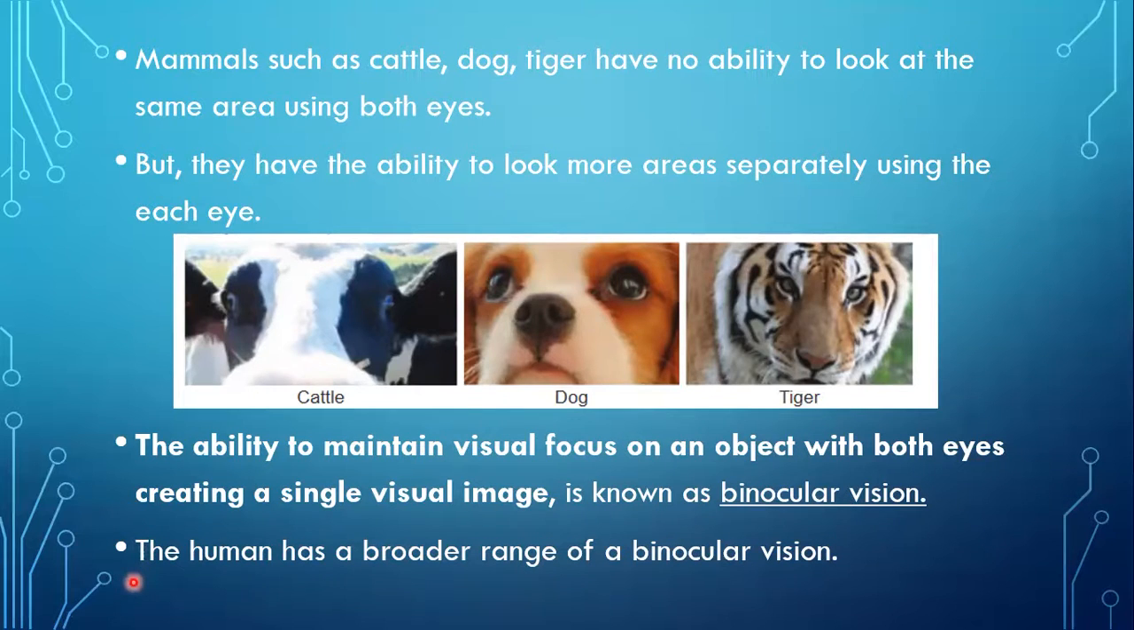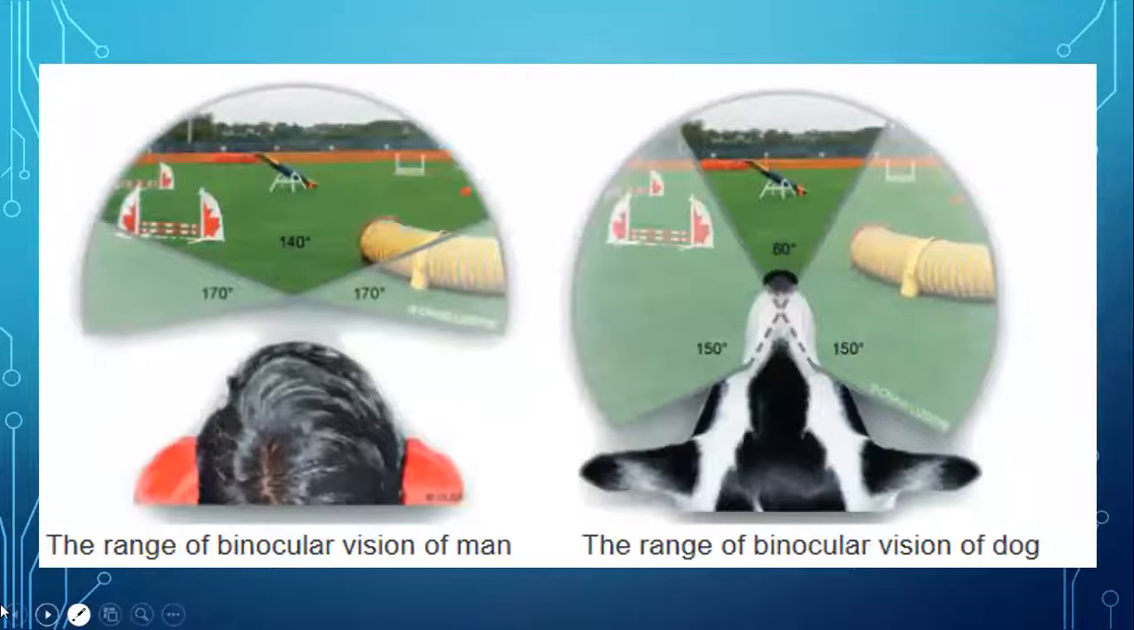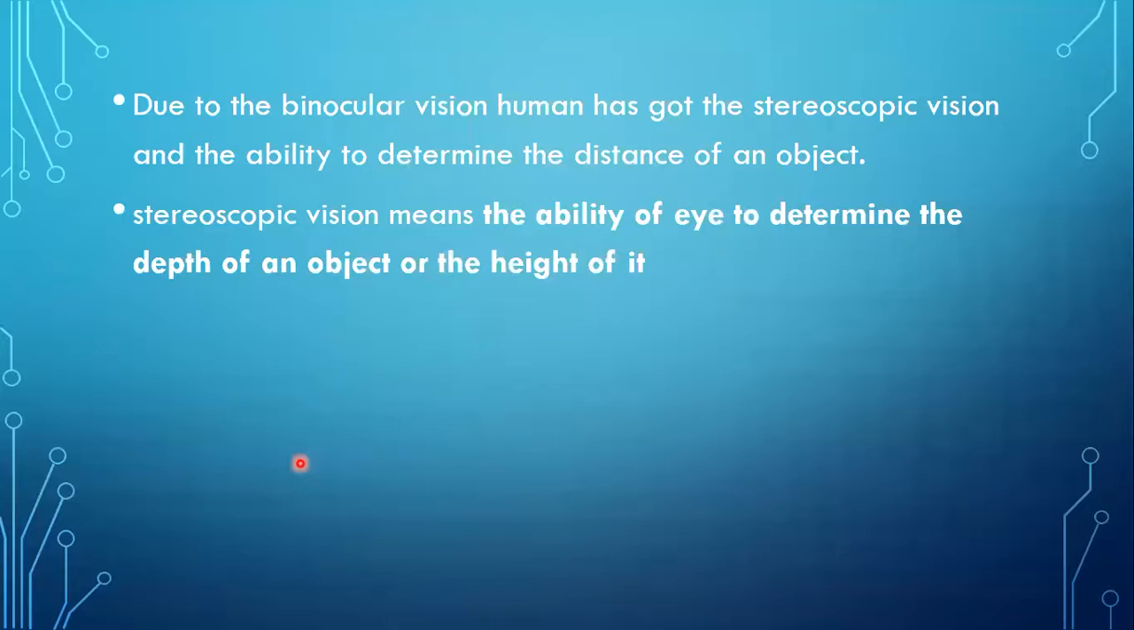The human has a broad range of binocular vision. You can see the range of binocular vision of man and the range of binocular vision of dog. Here, 140 degrees and 60 degrees. So you can confirm humans have a greater range of binocular vision. Due to binocular vision, humans have stereoscopic vision and the ability to determine the distance of an object.